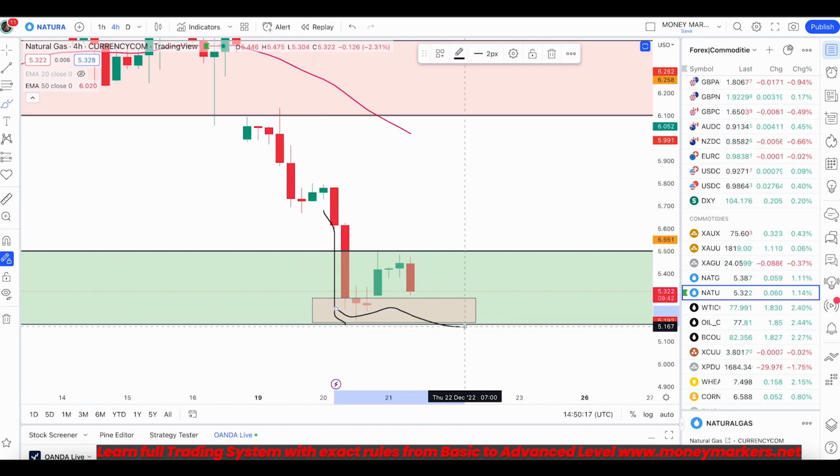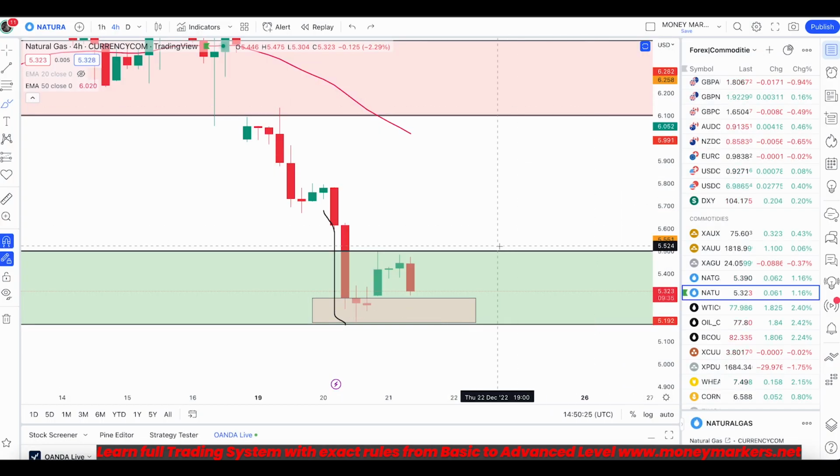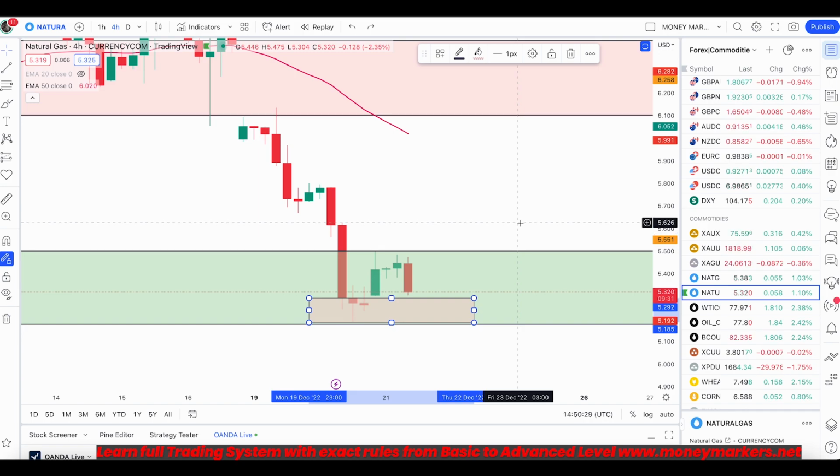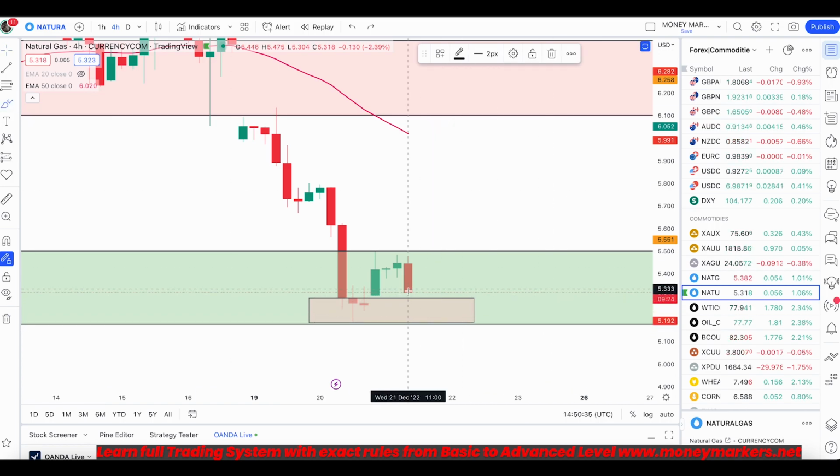We have a rejection area right here, and after that, if we have a valid rejection area here on currency.com, which is 5.292 goes down to 5.185. Now at this point, I'm just waiting for the price to hit my rejection area. It can go inside the rejection area, that's totally fine. But after that, I want to see a nice pin bar, or a few red candles and a bullish engulfing candle. So once we have that, that will be a very strong buy signal.